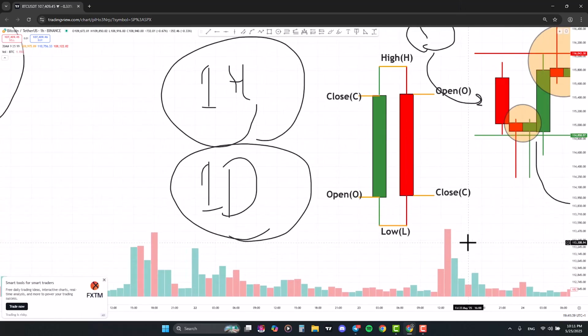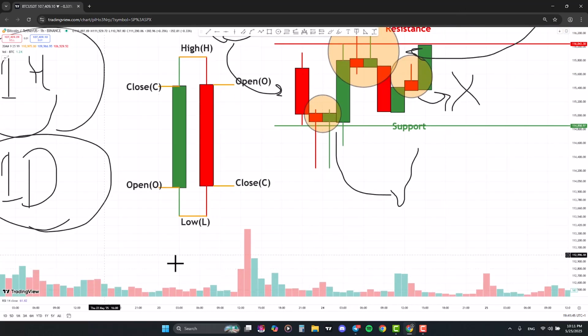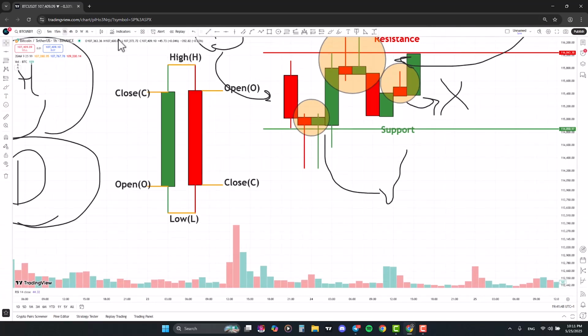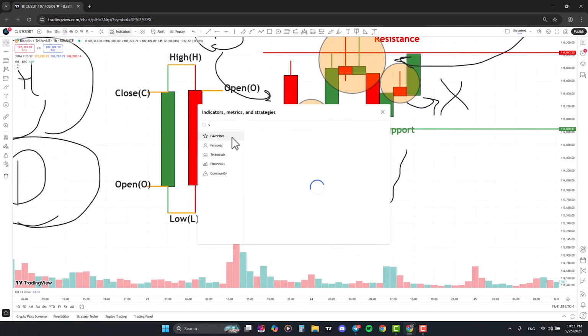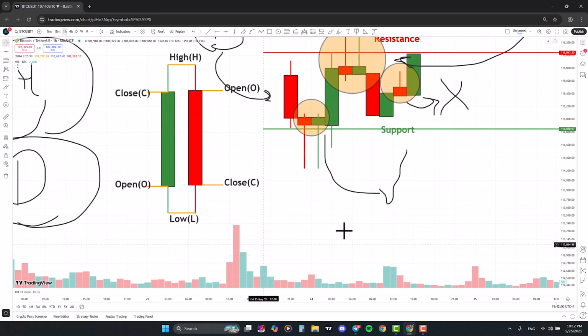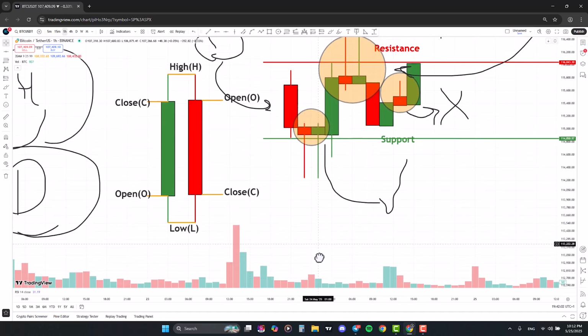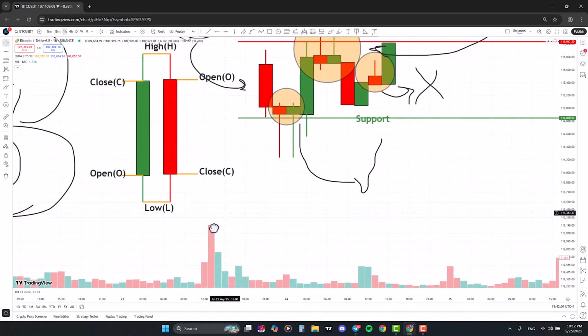Now let's talk about volume. As you can see, we have an indicator called volume. If you go to the indicator section and type in volume, you'll see the first option is this. If you add it, you'll see something like this on your chart. What do these show? They show the volume of each candle, meaning how much capital entered that candle.